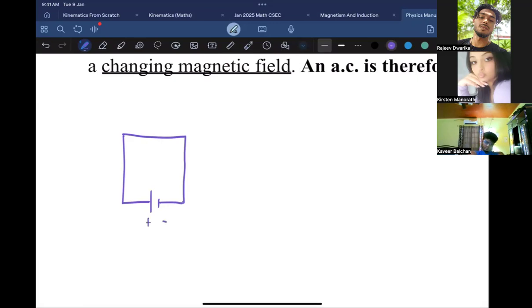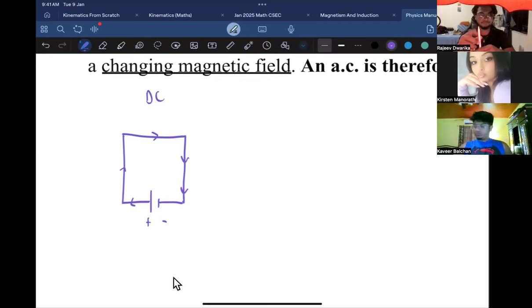Right. And if this is conventional current, it goes from positive to negative. What I've just drawn here, is that a DC or AC circuit? Easy. That's DC. So if we do the right hand grip rule, let me do that. Justin, we're going to do the right hand grip rule.